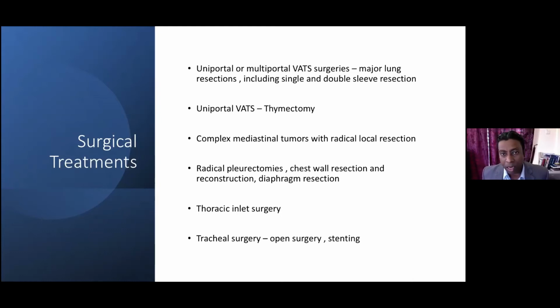In terms of thymectomies, we are also performing uniportal VATS, and these have benefited myasthenia gravis patients a lot. A lot of it has been supported by the New England Journal paper which came out in 2015 for non-thymomatous myasthenia gravis. We also do complex mediastinal tumors with radical local resection, radical pleurectomies, chest wall resection and reconstruction, and diaphragm resection, which are all only possible with multi-interdisciplinary team management between plastic surgery, general surgical subspecialties like the hepatobiliary team, vascular team, thoracic inlet surgery with the plastic team and also the hand team, and of course tracheal surgery, open and also stenting.